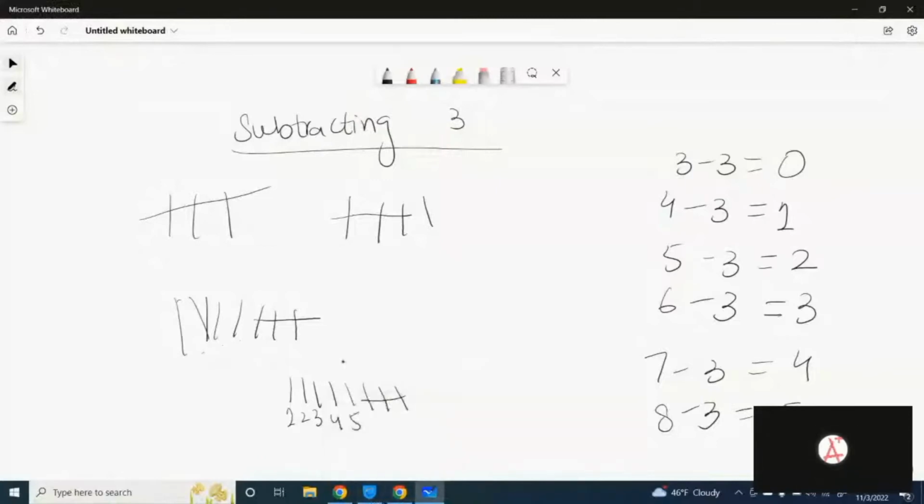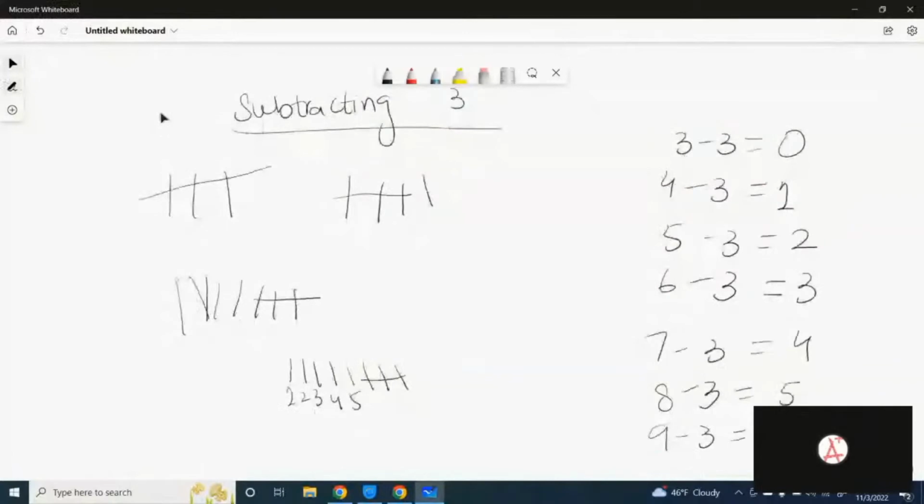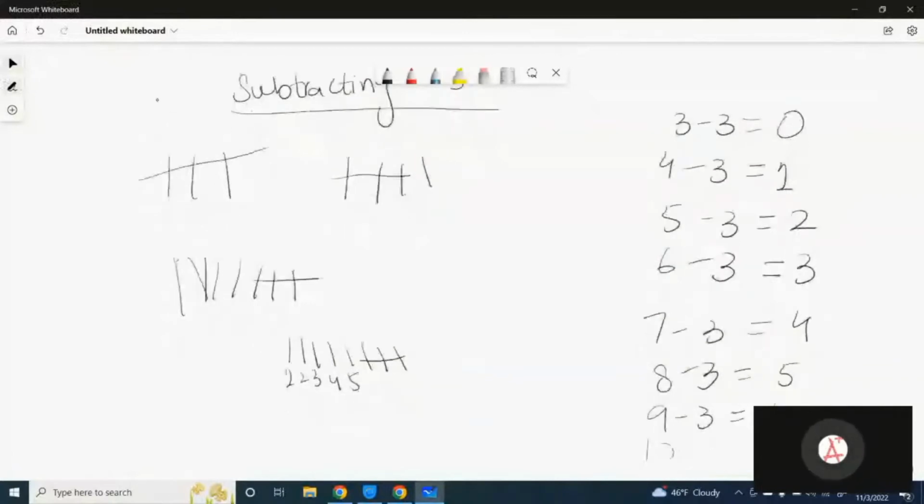Then you have 9 subtract 3. So 9 subtract 3 is 6. And the last one you have is 10 subtract 3. So 10 subtract 3 is 7. Got it? That's how you subtract the numbers from 3. Got it?